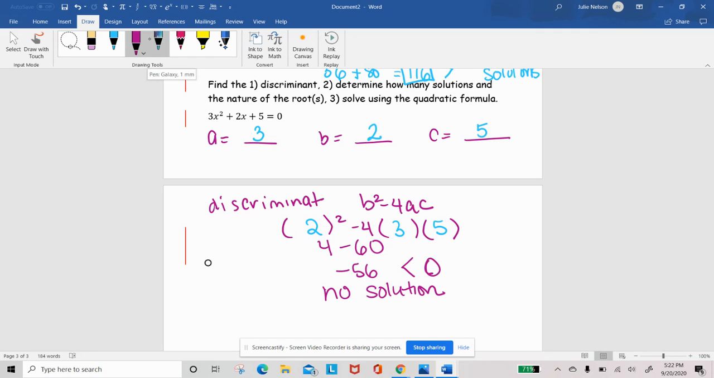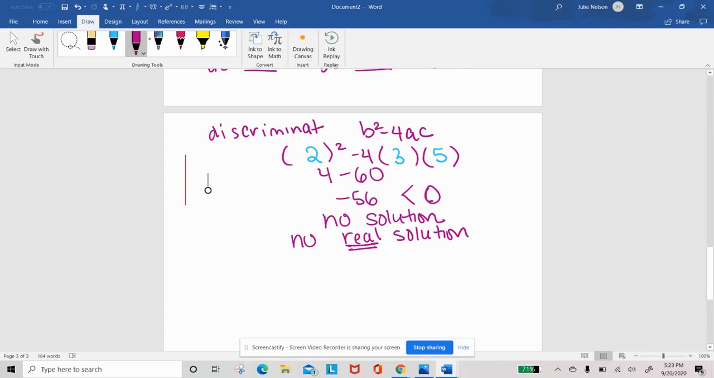And let me clarify that. You're going to get no real solutions. The reason why you're not going to get any real solutions is because you get what's called 2 imaginary solutions.